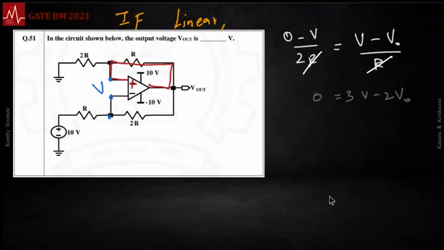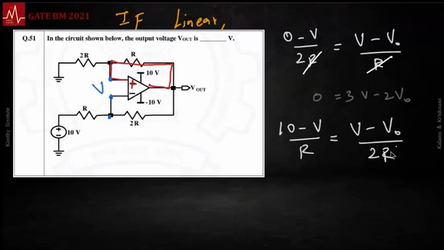There's one equation. And then if you write it at the bottom, the current through this inverting terminal, you get 10 minus V by R equals V minus V naught by 2R. R and R cancel. And then what you have is 10 minus 2V equals V minus V naught. So, in other words, V minus V naught equals 20.